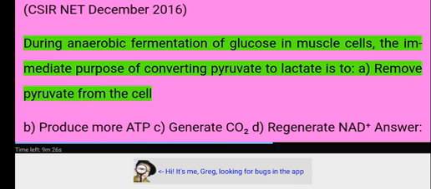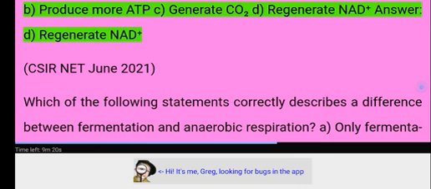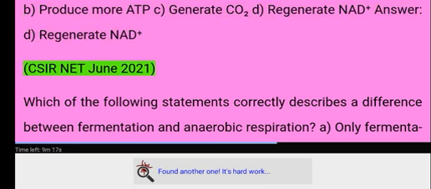CSIR-NET December 2016. During anaerobic fermentation of glucose in muscle cells, the immediate purpose of converting pyruvate to lactate is to: A. Remove pyruvate from the cell. B. Produce more ATP. C. Generate CO2. D. Regenerate NAD+. Answer: D. Regenerate NAD+.